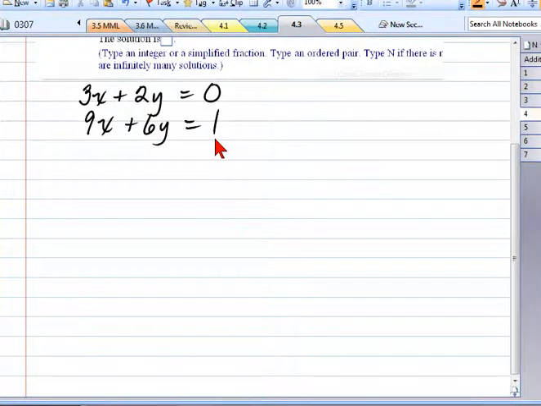The next thing is I look at the x's. Are those opposites? No. I look at the y's. Are those opposites? No. I have to now do some manipulation to cause these to become opposites. Okay? Now, what I'm going to use is some multiplication.